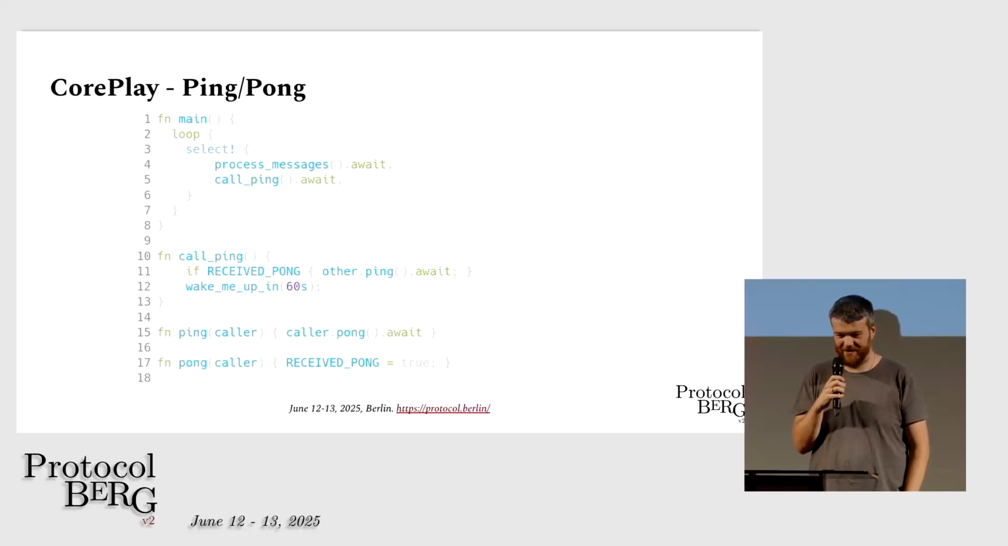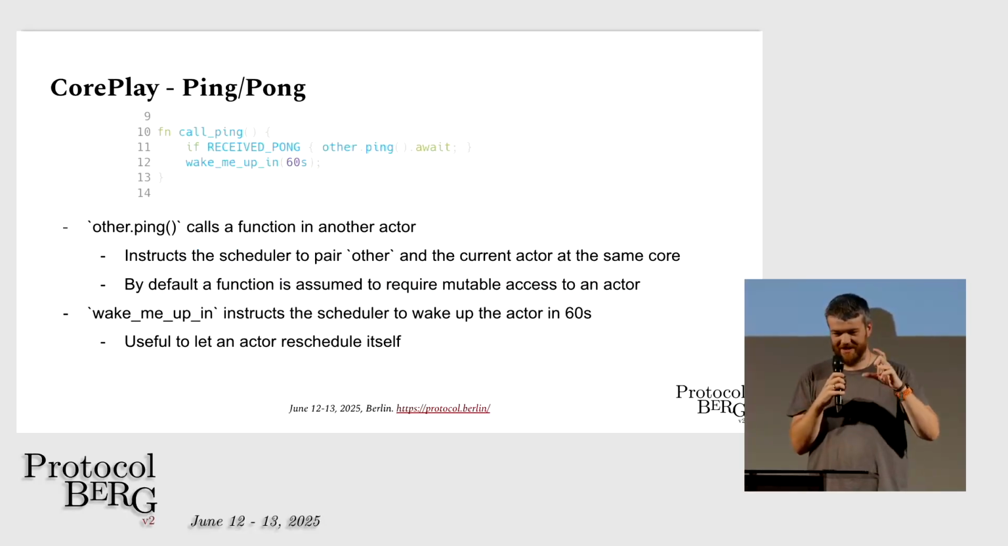Not everything in it is correct, and for sure there are logical issues in it. So let's concentrate on this only call ping function here. What we are seeing is that actors can export functions that you can call. Here we call, for example, this other ping. So we call into another actor and want to call the ping method.